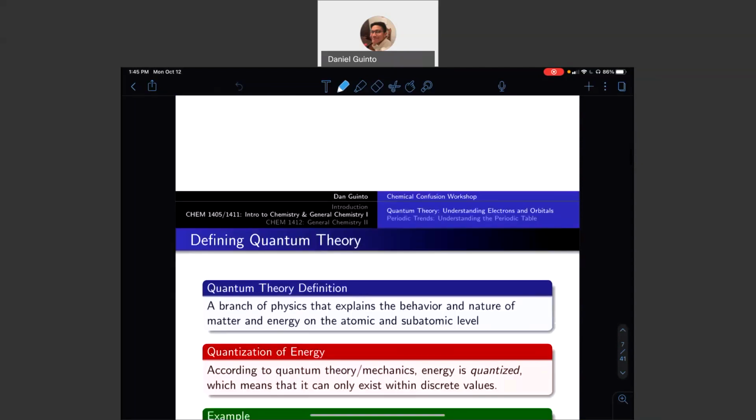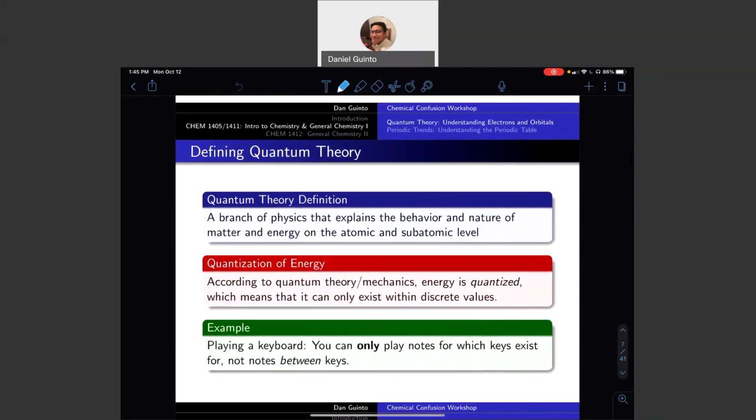When we talk about quantum theory, it's something that tends to faze a lot of people, because whenever you think of the word quantum, you're honestly quite scared. But don't be scared. It's honestly not that bad. For now, we define quantum theory as a branch of physics that explains the behavior and nature of matter and energy on an atomic and subatomic level.